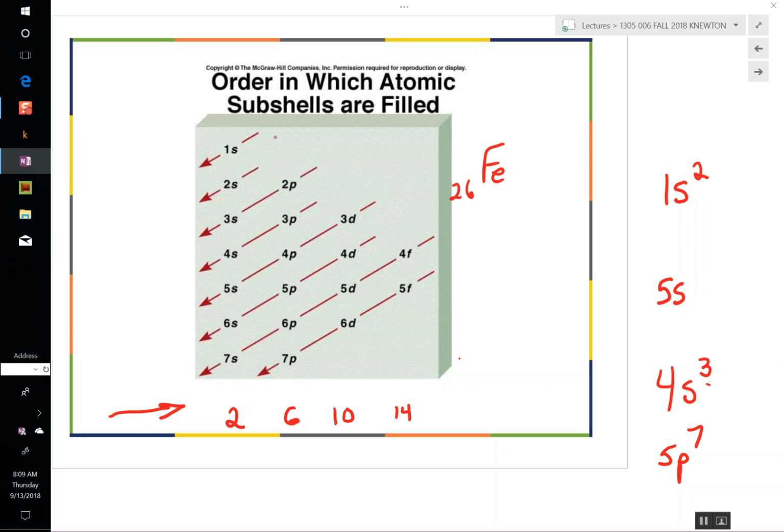I have one question. Yeah, Joel. Because we're going this way, diagonally this way, do we start off with 2p and then 3s? Oh, yeah. All right, no. I answered my own question. Never mind. Follow that line.